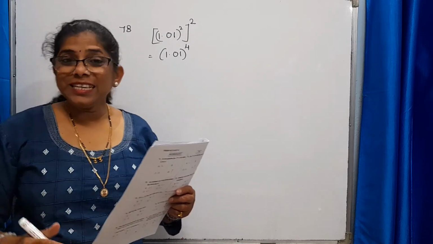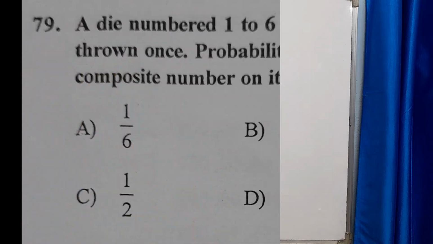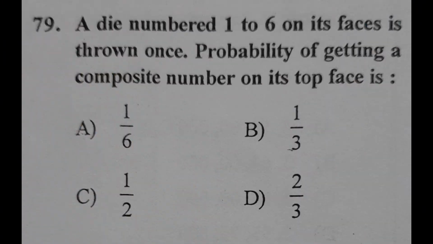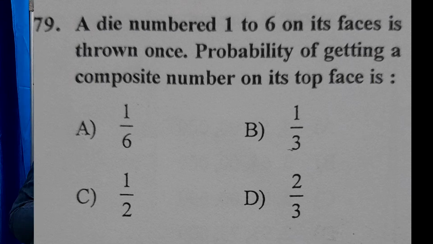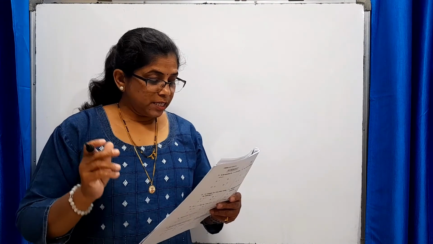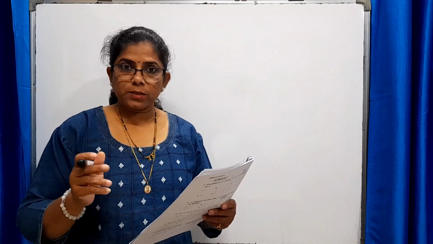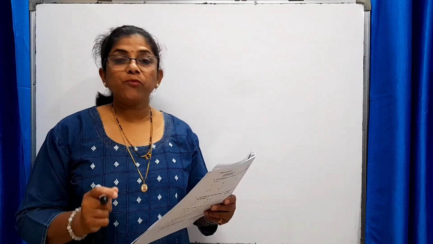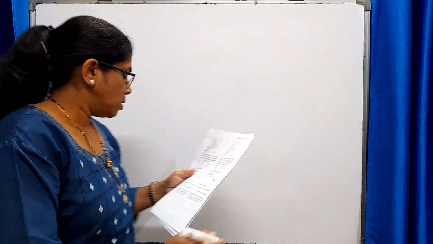Now let's move to the next sum. 79th sum. A die numbered 1 to 6 on its faces is thrown once. The probability of getting a composite number on its top face is dash. So here the die is thrown once, and we have to find the probability of getting a composite number.